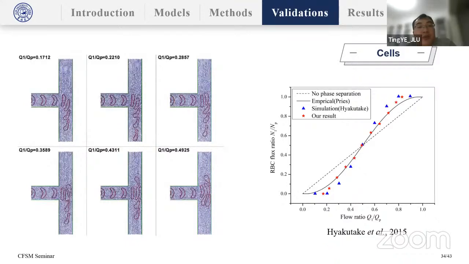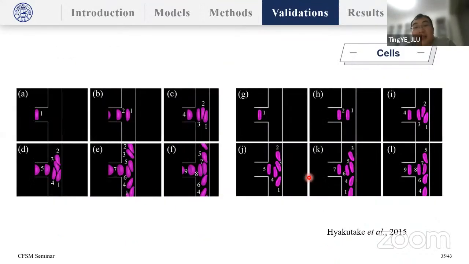We also compare our simulation with Hagutaki's. The left is our result, and it is surprising that even the cell order is identical. For example, we can find the 5th, 7th, 8th, 6th, and 4th cells have similar positions to Hagutaki's results. Here we can find this 5th cell and this 7th cell, and the last, the 4th cell, are the same.